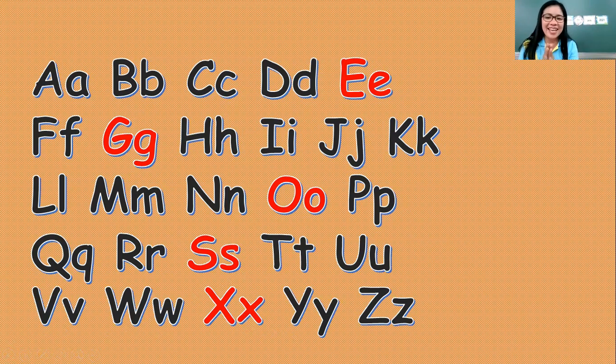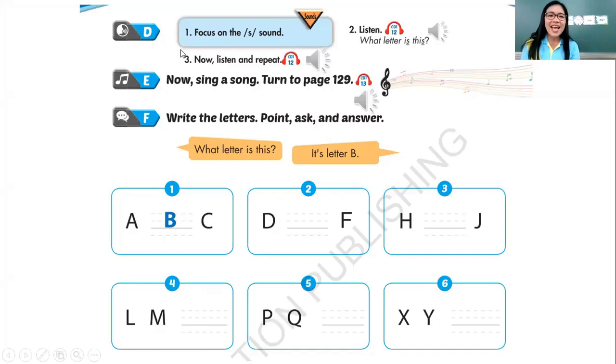Good. Clap your hands. Okay, let's move on. Let's go to letter D. Listen carefully. Pronunciation tip. What letter is this?